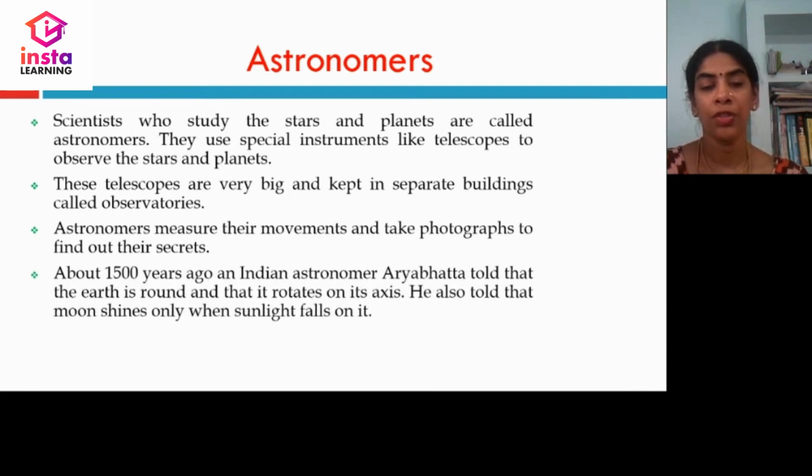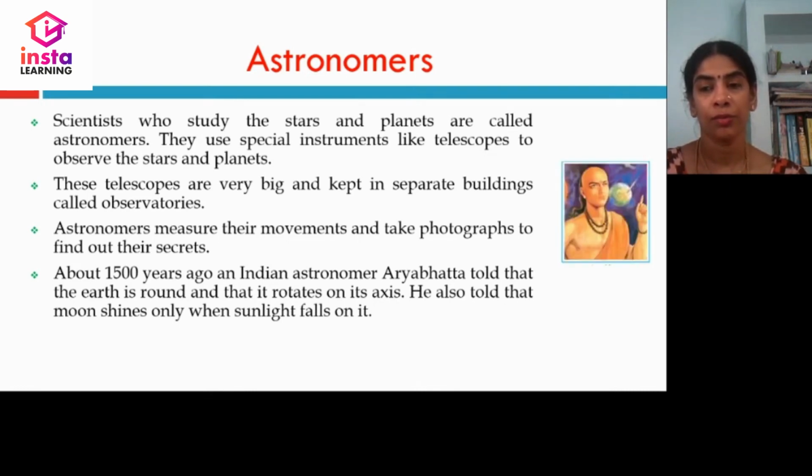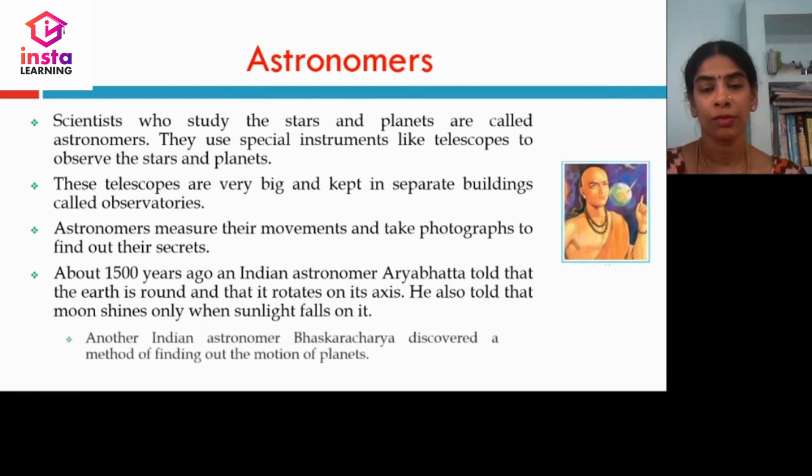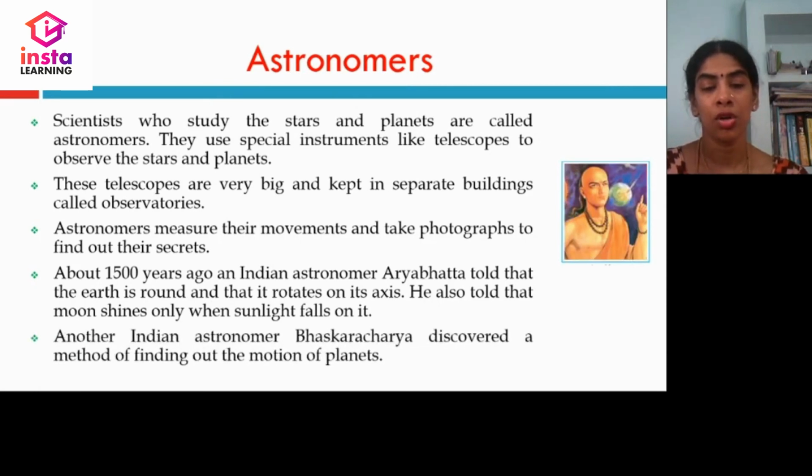About 1500 years ago, an Indian astronomer, Aryabhatta, told that the Earth is round and that it rotates on its axis. He also told that the Moon shines only when sunlight falls on it. Another Indian astronomer, Bhaskaracharya, discovered a method of finding out the motions of the planets.